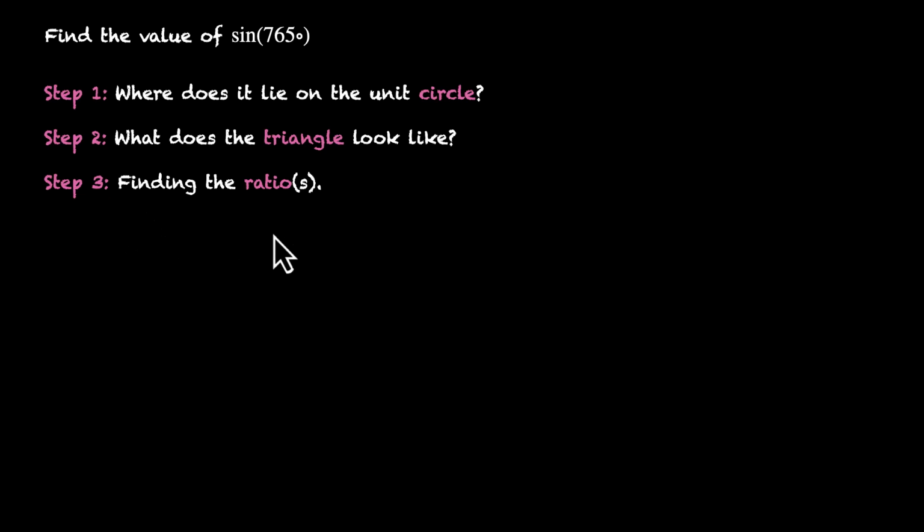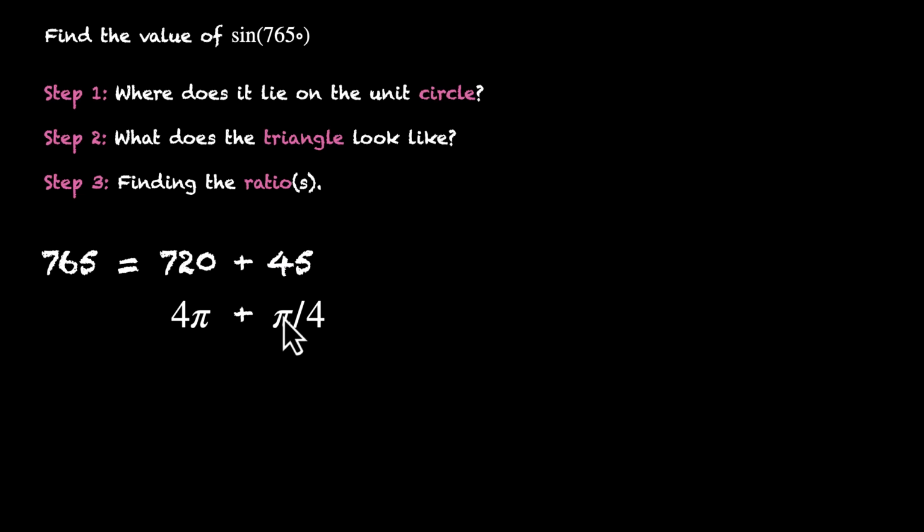So let's do that. 765, let's find the nearest multiple of pi or 2 pi. Well, 2 pi is 360, double of that is 720. So let's break this down. 765 is equal to 720 plus what's left? 45. So this means 720 is 4 pi. This means 765 is 4 pi plus pi by 4.